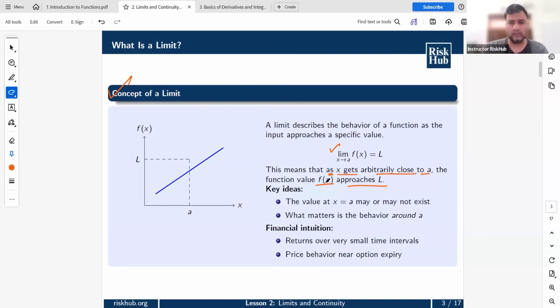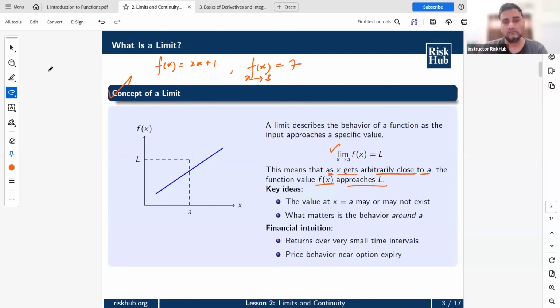For example, a simple example I'll give you. Let's say our function is f(x) equals 2x plus 1. What happens when x approaches 3? If x approaches 3, f(x) will become 7. You will say that if x approaches 3, f(x) becomes 7.